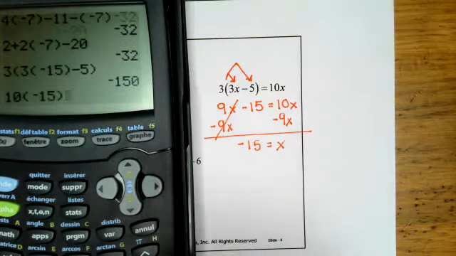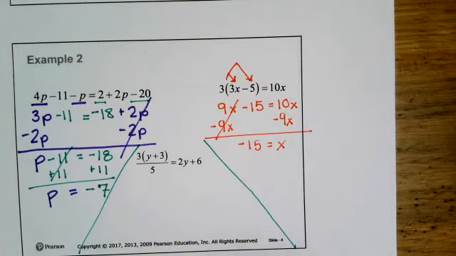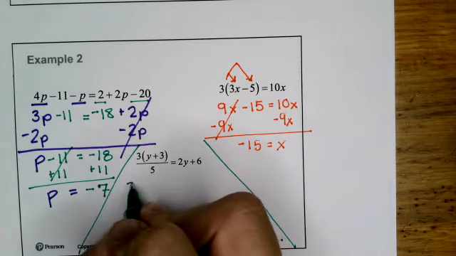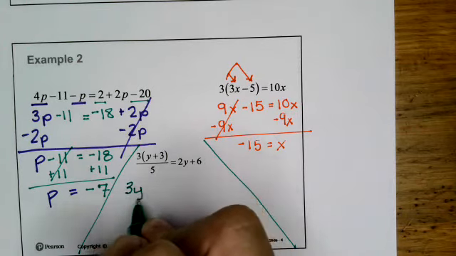Ooh. 3 times y plus 3 over 5 equals 2y plus 6, okay? We have parentheses. Do what you can to get rid of parentheses, even though there's also a fraction, so we do need to do something with the fraction. But first, get rid of the parentheses, okay? 3y plus 9. 3 times y is 3y. 3 times 3 is 9. So 3y plus 3 becomes 3y plus 9 over 5 is 2y plus 6.